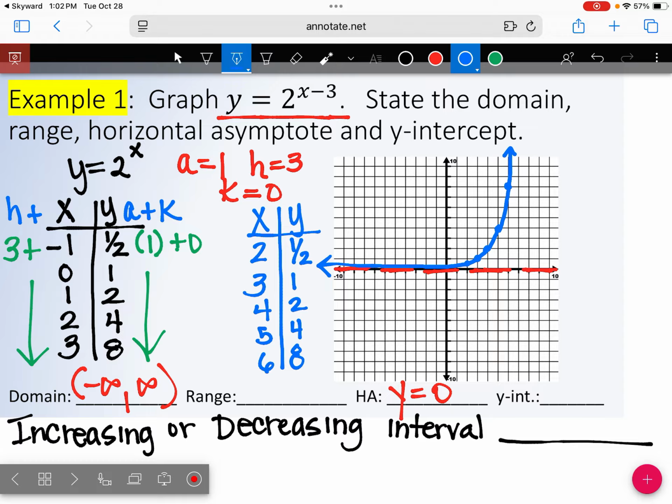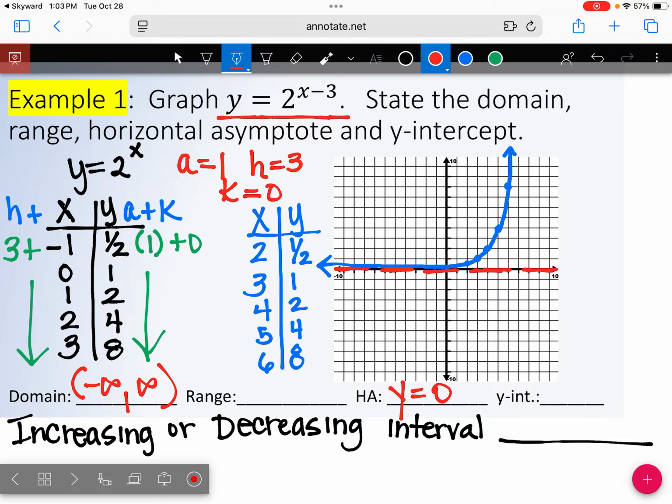That's what it should look like. Your range is going to be k to infinity. So your lowest y value is 0. It's never going to be 0. And it goes all the way up.